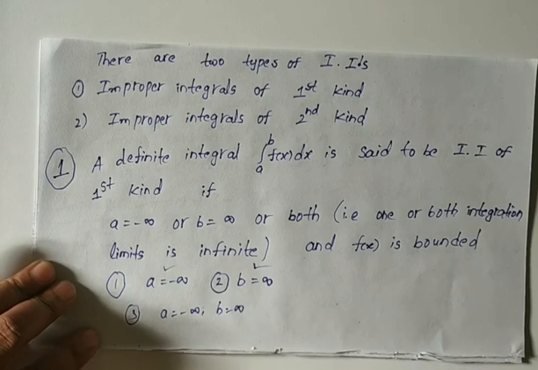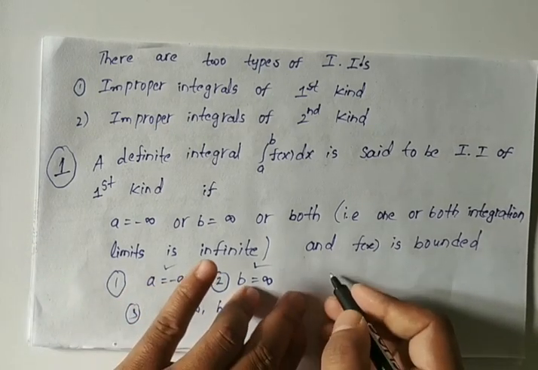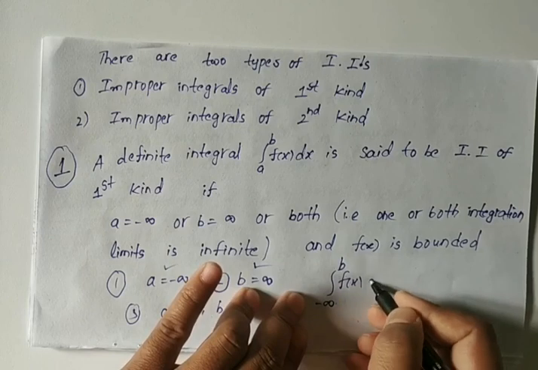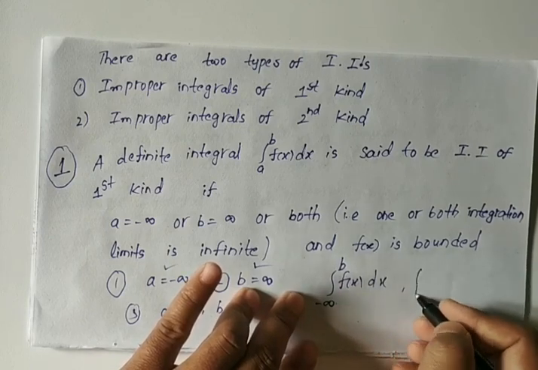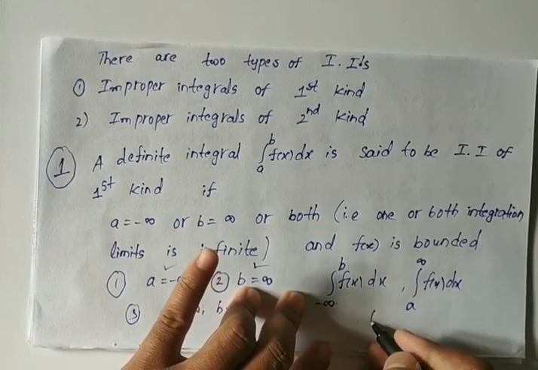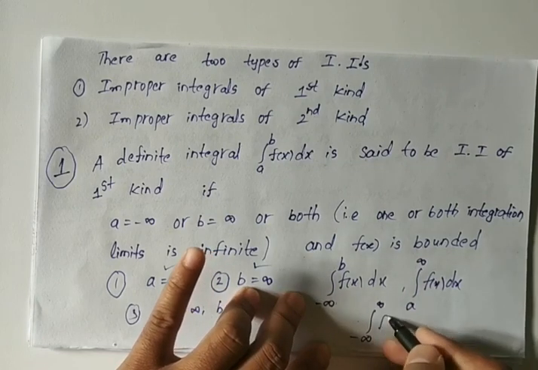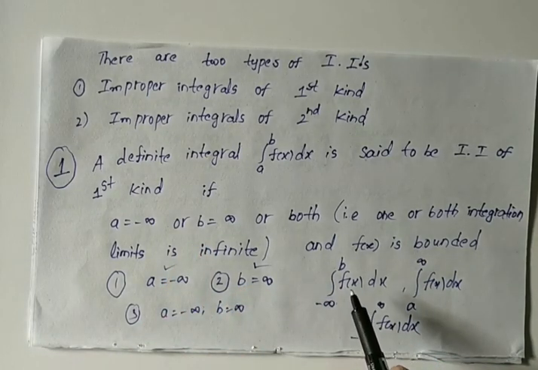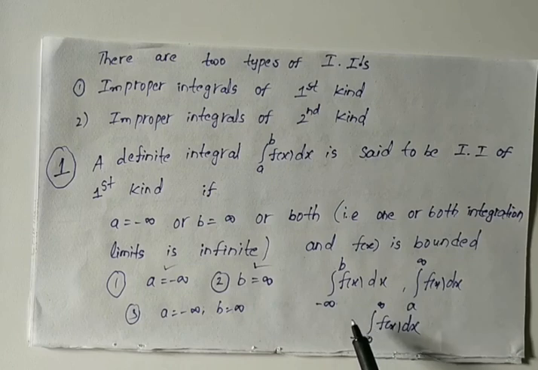That means an improper integral can be like this: either integral from minus infinity to b f of x dx, or integral from a to infinity f of x dx, or integral from minus infinity to infinity f of x dx. Integral of the form either this, this or this is called an improper integral of first kind.